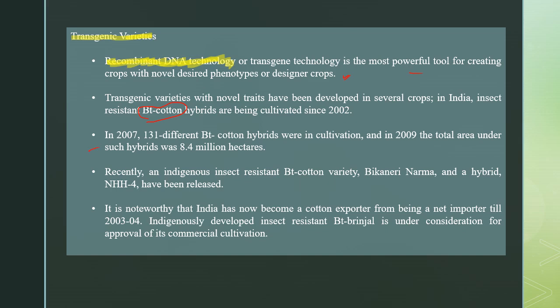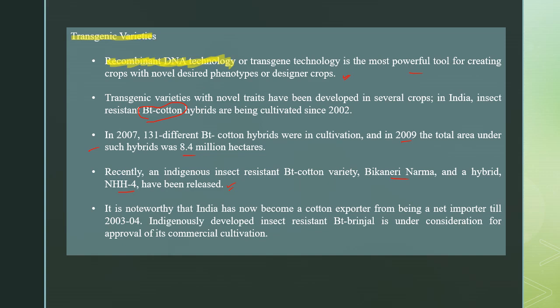In 2007, about 131 different Bt cotton varieties were released. In 2009, the total area under such hybrids was 8.4 million hectares. Recently, an indigenous insect resistant variety, Bikaneri Narma, and a hybrid, NHH4, have also been released. It is noteworthy that India has now become a cotton exporter from being a net importer. In 2003 and 4, they imported cotton from outside, whereas now we can say they are more than self-reliant, that is, they are an exporter to other countries.